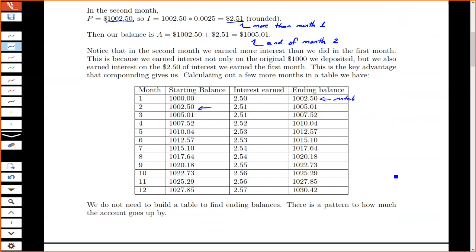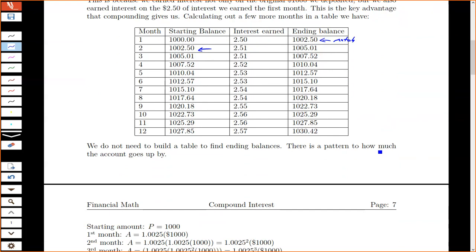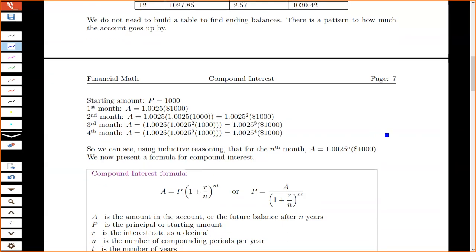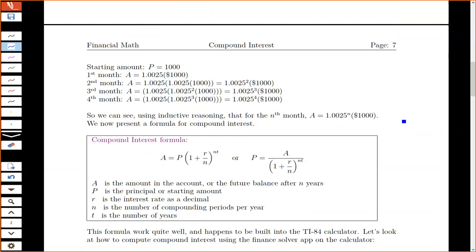Now, there's a pattern to how this goes up, and I'm not going to go into the pattern too much, but maybe we'll just highlight it, and then I'll give you a formula. If I look at my starting amount P, after 1 month, my ending amount A was P plus I, and the way that we computed the interest I was just taking P times the R. So if I were to factor that, I would get P times 1 plus R. And that's what I have here. This is the 1 plus R.